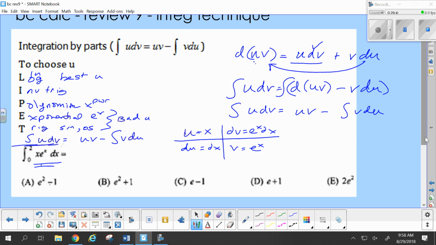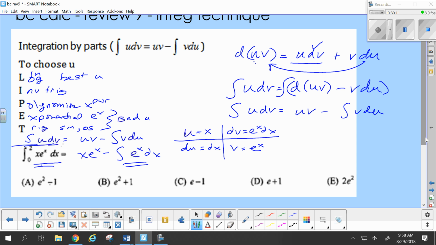uv, what is it? x e to the x, minus v du, what is it? e to the x dx. Now, when you do ultraviolet voodoo, if this new integral is not better, then you did it wrong. The whole idea of ultraviolet voodoo is to get an integral that's better or easier to do. If that's not the case, then you have a mistake.